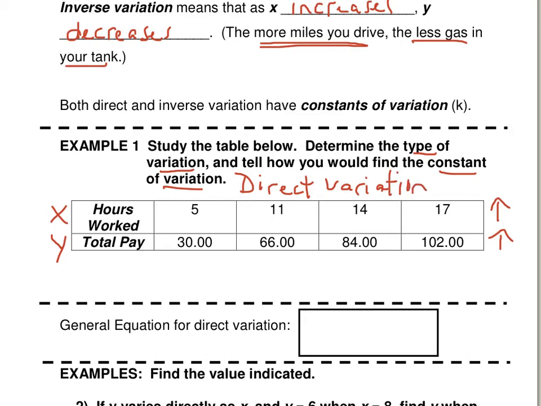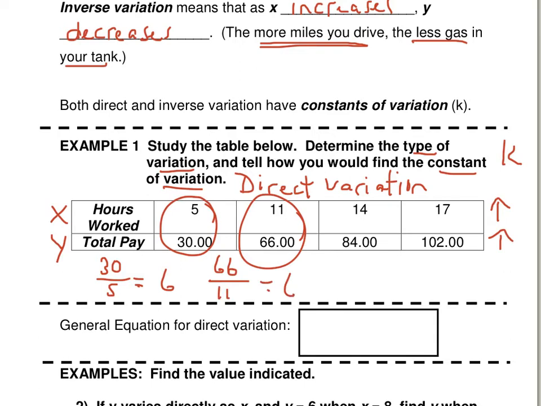Okay, now we want to find the constant. We want to find k, the constant of variation. If we take our y, our total pay, and divide it by the hours, so 30 divided by 5, I'll get 6. That means I'm getting paid $6 an hour. And it should be the same for each of these. So if I take 66 divided by 11, I get 6. 84 divided by 14, and I get 6. So my constant of variation, k, is going to be equal to 6. That's my rate of pay.